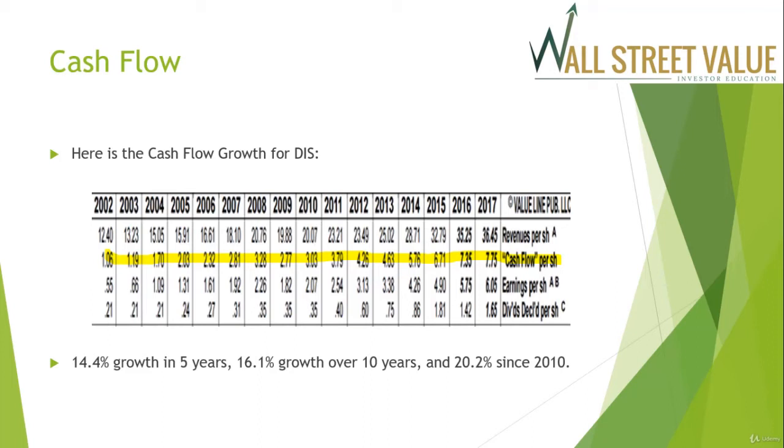And here's the cash flow growth for Disney. And once again, from 2002 all the way to 2008, things grew quite nicely from $1.06 to $1.19, $1.70, all the way up to $3.28. It had the one hiccup in 2009, which was a direct result of the crash of 2008. And then from 2009 all the way up to 2017, it's consistently grown from $3.03 all the way up to $7.75 per share. So what you see here is you have 14.4% growth over a 5-year time period, 16.1% growth over a 10-year time period, and since 2010, Disney's cash flow per share grew at 20.2%. So very consistent.